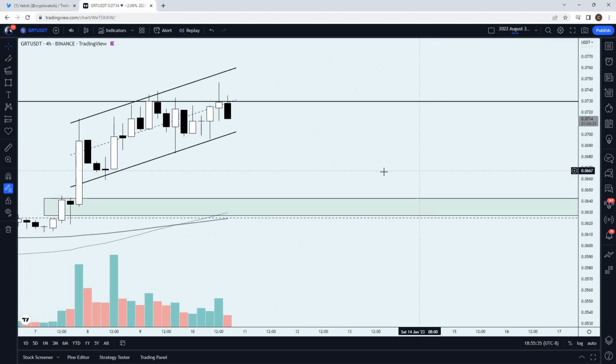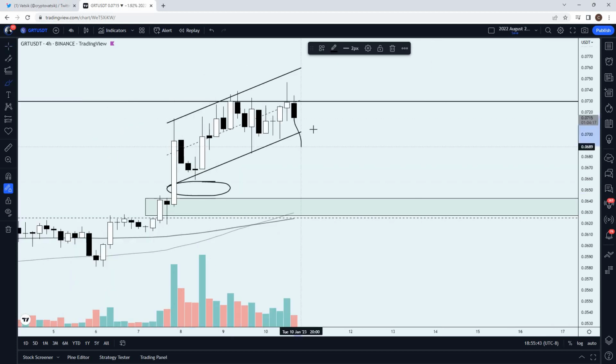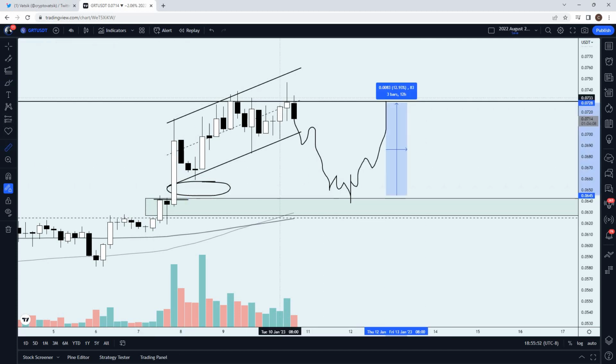Maybe a minor liquidity gap still in here. So break the channel, come back down, take liquidity, test that breakout level here, and then back up, trade it to the range high for a 12% move.